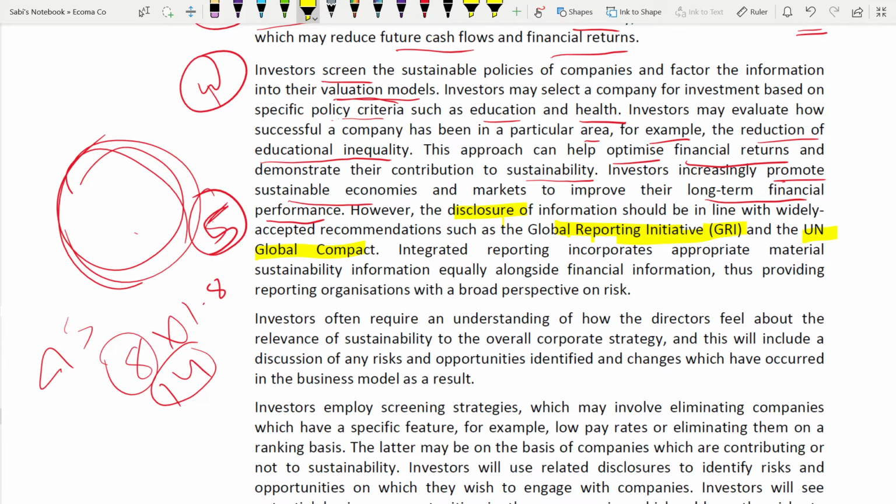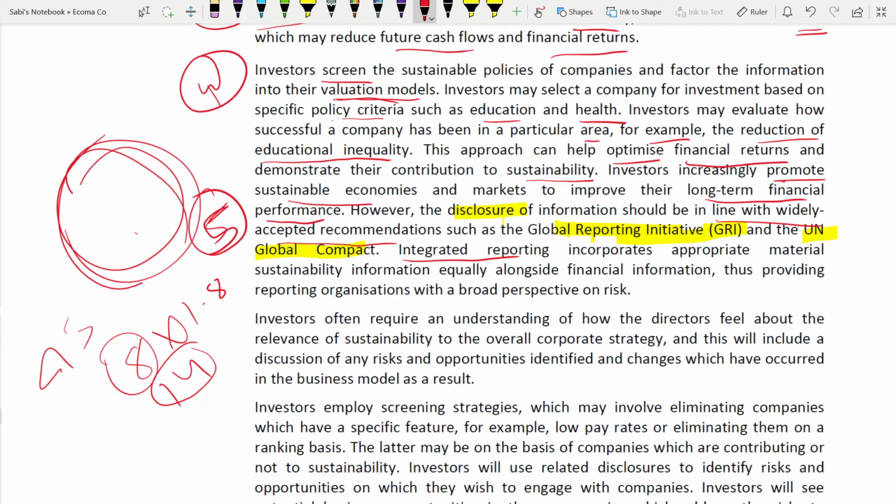Okay, so when you're disclosing sustainability reporting, this should be in line with widely accepted recommendations from these two. You cannot just disclose it in any format the way you want. It has to go along with these two things, the Global Reporting Initiative or the UN Global Compact. You can even talk about integrated reporting also, because integrated reporting is also a part of sustainability reporting only.